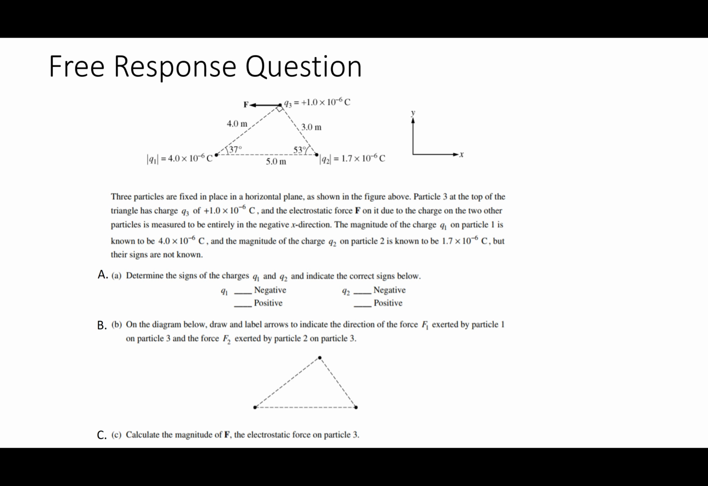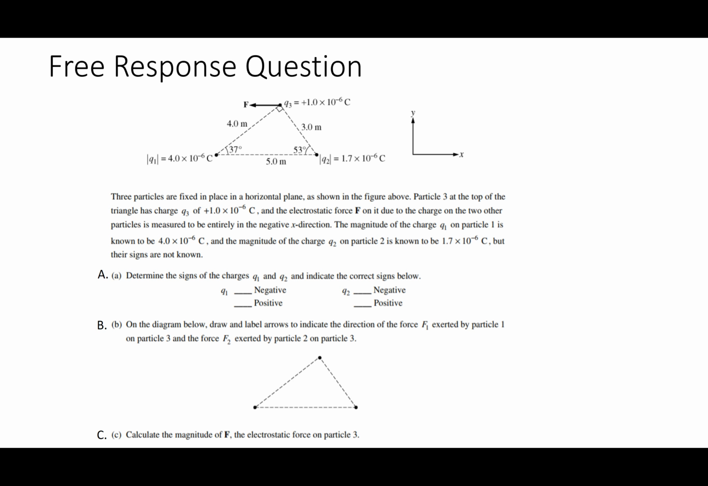All right, so let's look at the free response question now. We have 3 particles that are fixed in place in a horizontal plane as shown in the figure above. Particle 3 at the top of the triangle has a charge of 1 times 10 to the minus 6 coulombs. And there's an electrostatic force on it due to the other 2 charges that pushes entirely in the negative x direction. The magnitude of the charge Q1 on particle 1 is 4 times 10 to the minus 6.